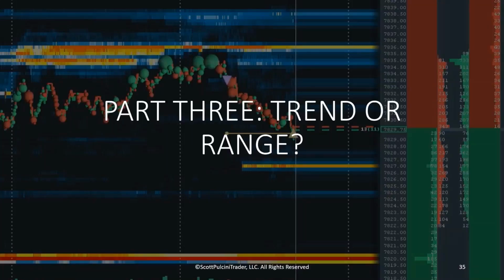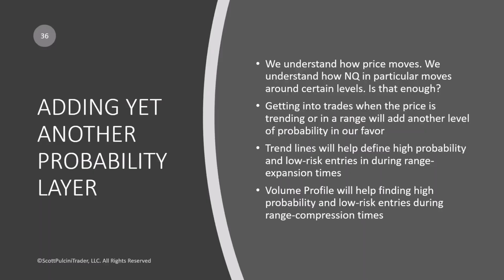Okay, so next part, are we going to look for trend days or range days? We're going to get into that and see how to trade those different setups. All right. So here we're going to add another layer of probability in our favor.